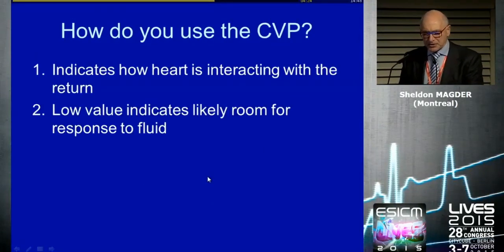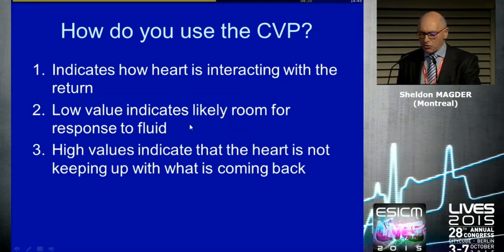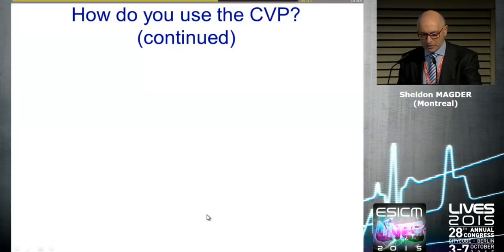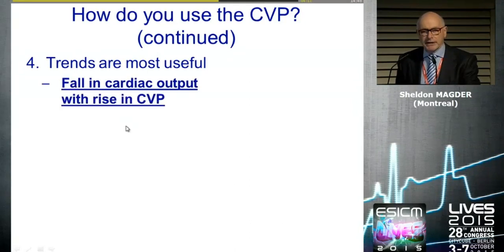So how to use the CVP? It tells you how the heart is interacting with the return. Low values indicate likely room for fluid. High values indicate that the heart is not keeping up with what is coming back. So trends are the most useful.